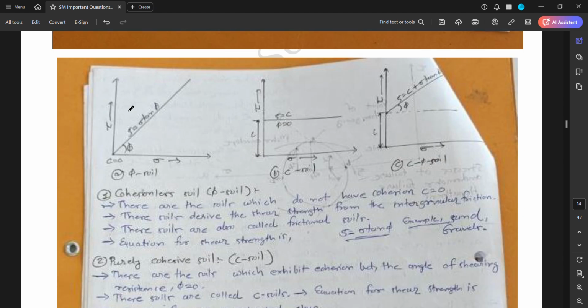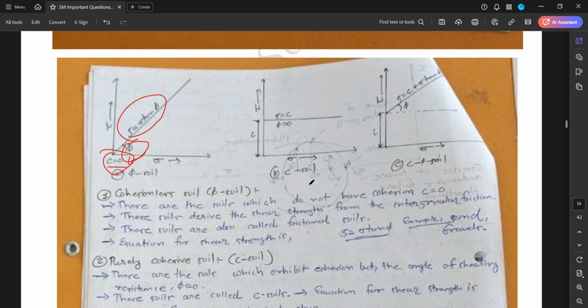Now this is a plot of the graph for φ soil, C soil, and C-φ soil. If there is a φ soil, it means there is zero cohesion, which means it is a cohesionless soil. For φ soil, where the angle is φ, the shearing strength is S = σ tan φ.